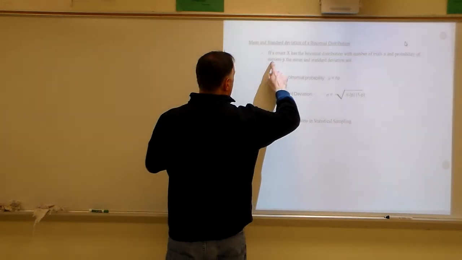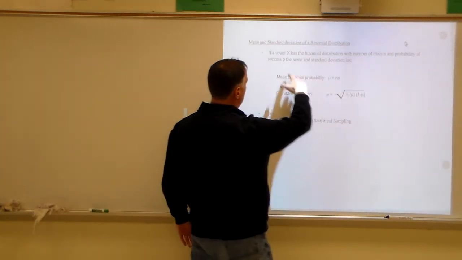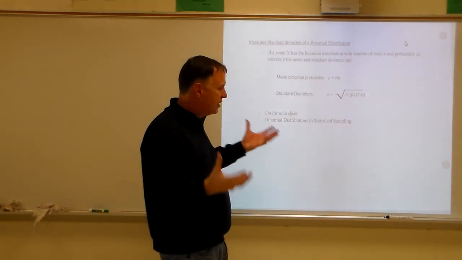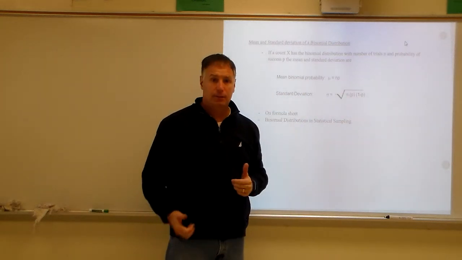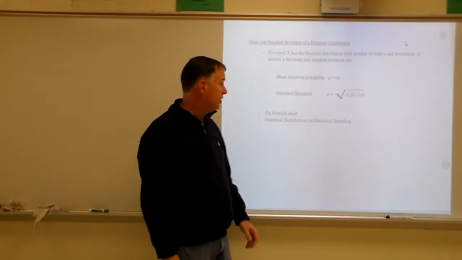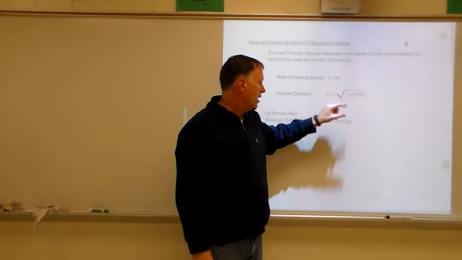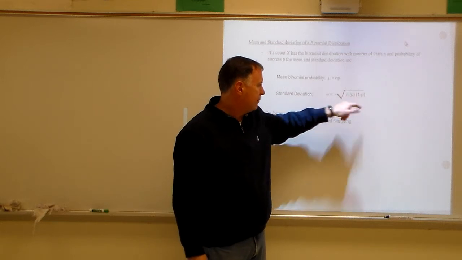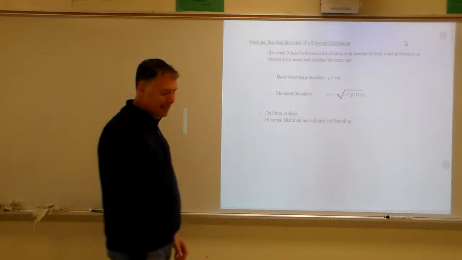So if a count x has the binomial distribution with number of trials n and probability of success p, the mean and standard deviation are, to find the mean, it's n times p. Okay, can't get much easier than that. Standard deviation is the square root of n times p times 1 minus p. And that's it. Okay, that is it.